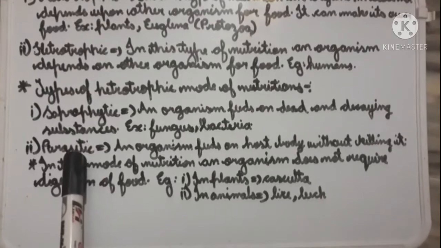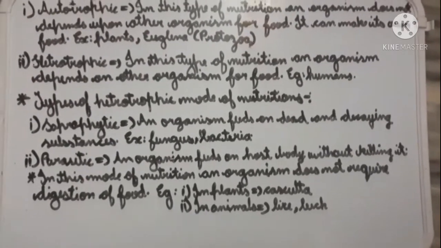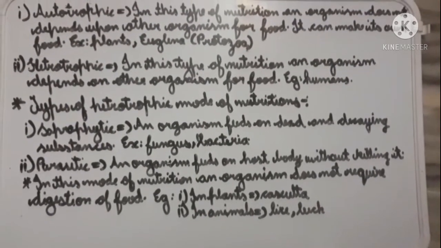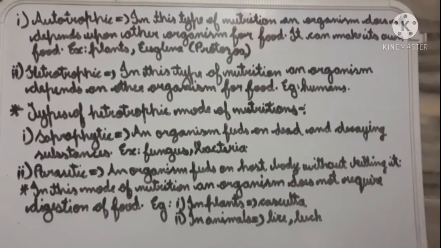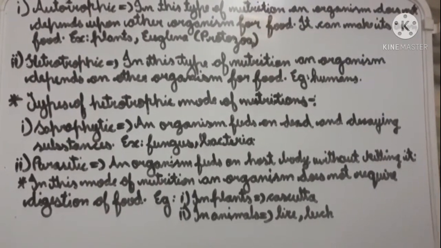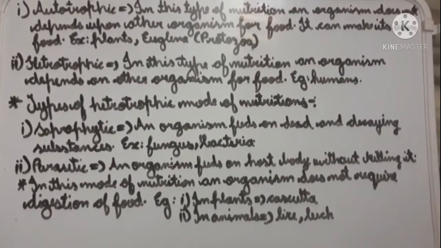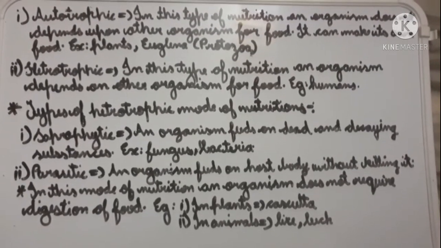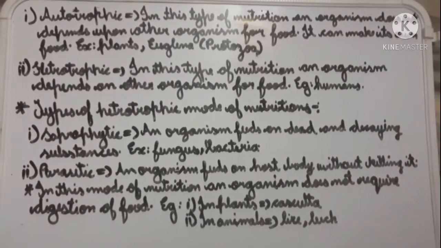Now second one is parasitic mode of nutrition. In this type of nutrition, an organism feeds on the host body without killing it. In this mode of nutrition, an organism does not require digestion of food. Example in plants, cuscuta, in animals, lice and leech.